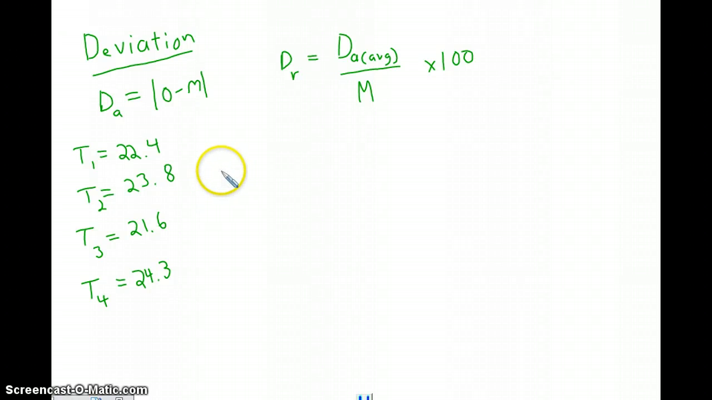Okay, this lesson is on deviation. Deviation is a numerical way to measure what we call precision of our lab data. How precise our data is tells us how relatively close our values in sample trials are.